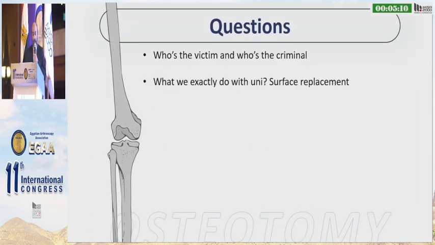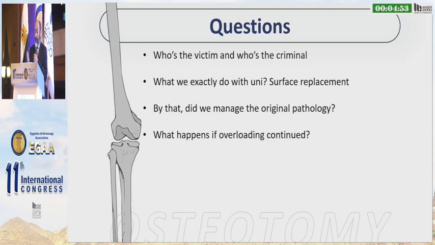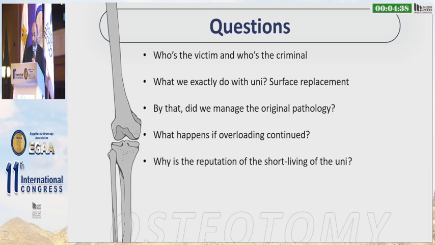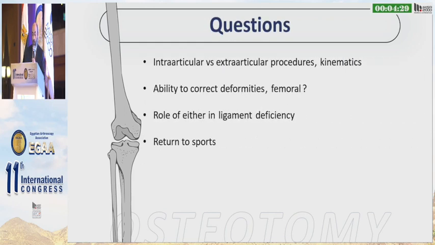And I have some questions for you. First of all, based on this background, who is the victim now, and who is the criminal? I'm not going to answer. This is open for you. What exactly do we do with a uni? It's surface replacement. By that, did we manage the original overloading pathology? What happens if overloading continues? The miraculous creation of God has failed to tolerate it. Are metal and plastics made by the hand of mankind going to tolerate it? Why is there the reputation of the short life of the uni? Why is there a higher conversion to total knee replacement? Isn't it because we didn't manage the original overloading pathology?